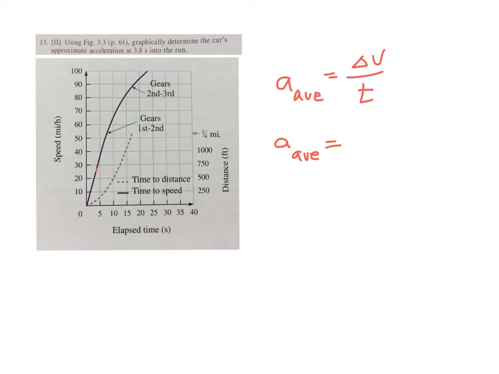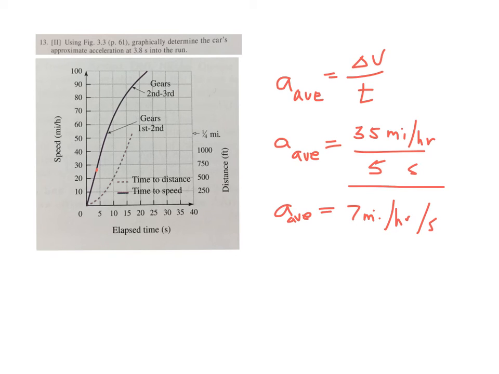The delta V for the first 5 seconds is about 35; it increases about 35 miles per hour in that 5 seconds. So the average acceleration is about 7 miles per hour per second. That would be the units, and you could convert that into meters per second squared, but we don't have to right now. That's our average acceleration, gaining about 7 miles per hour per second, roughly for the first 5 or 6 seconds, and then the acceleration starts to lessen, but the speed still increases after that.